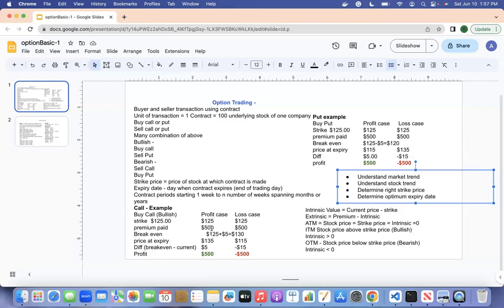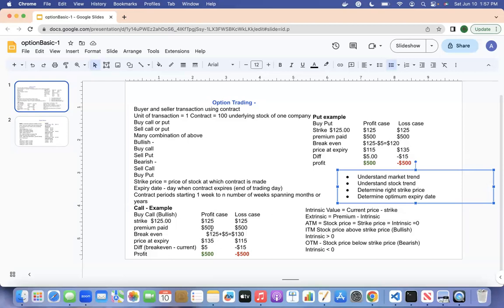In case of buying a put, it's the same thing. The higher the price at which you are buying the put, the higher the premium that you have to pay, because somebody is taking the risk of buying the stock from you at a very high price, right? So you have to be accurate.